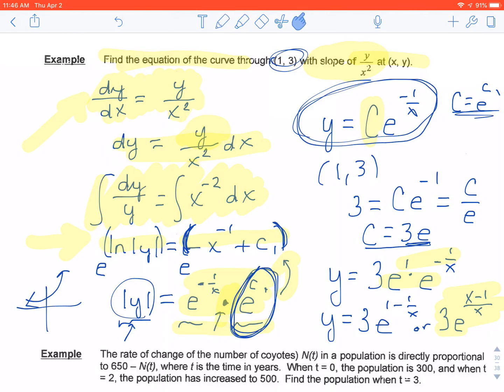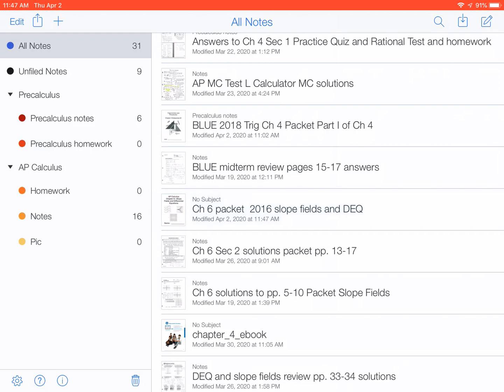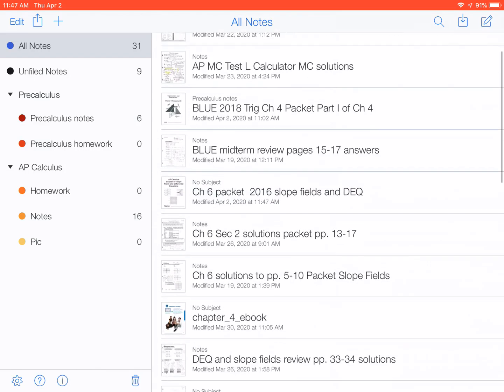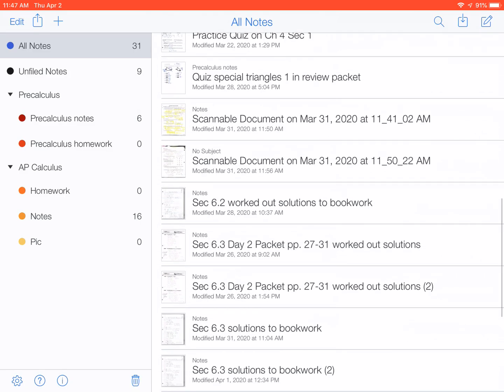Okay, the next one you already did on page 19. It was number 3. It's a really good one. If you go back to page 19 and you struggled with that, you might want to do that one again, and you have the solution for that. So it's a good practice problem. Okay, the next thing I want to do is go over some homework questions from that bookwork on section 6.3.